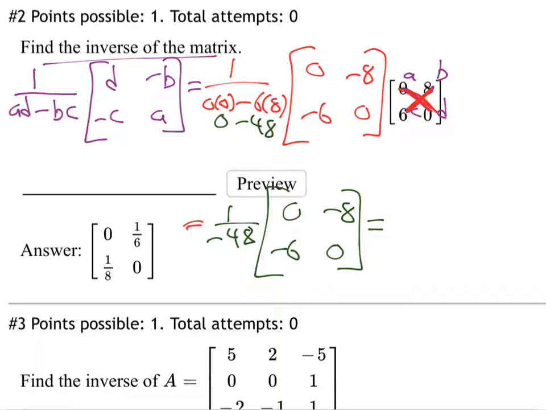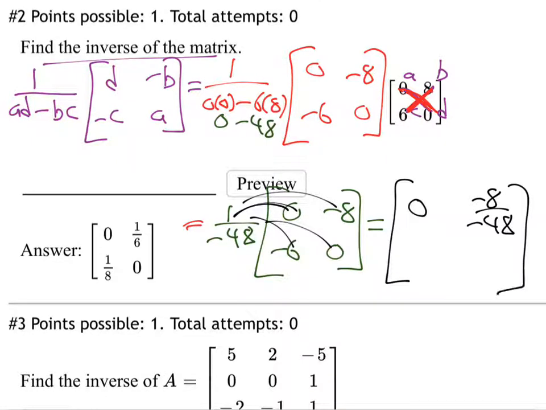And now that minus 48 multiplies all those, doesn't it? Any number multiplying the front of a matrix multiplies all the numbers inside. So minus 48 times 0, that's still just 0. This one will be minus 8 over minus 48, right? Because this is 8 over 1. And then here it multiplies to be, again, this is minus 6 over 1, so it'll be minus 6 over minus 48, and times 0 is just 0.